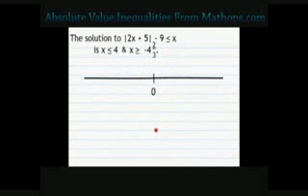Let's look at what happens when we graph this. X is less than or equal to 4. Put a closed dot at 4 and shade the numbers below.